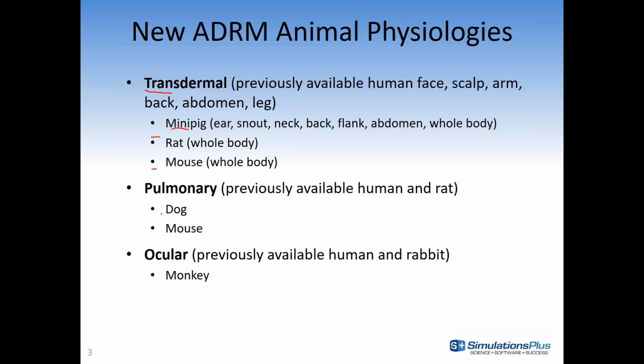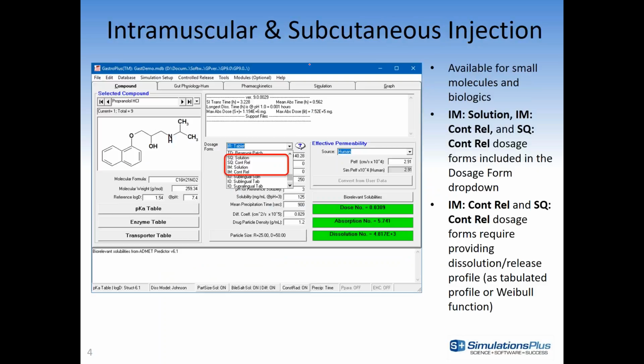We've also added new physiologies for the dog and mouse lung for the pulmonary or inhaled administration, in addition to the previously available human and rat physiologies. And for the ocular module, the previously available human and rabbit are expanded by the addition of monkey physiology as well. The other development for this module is the addition of a new administration route, intramuscular injection, as well as expansion of capabilities for the previously available subcutaneous injection.